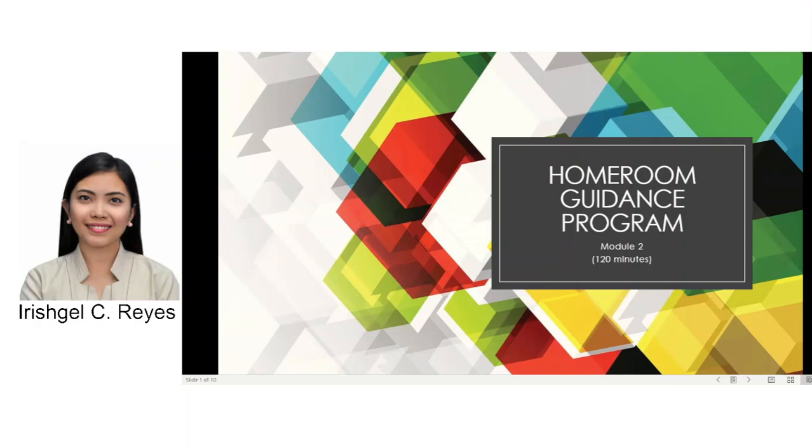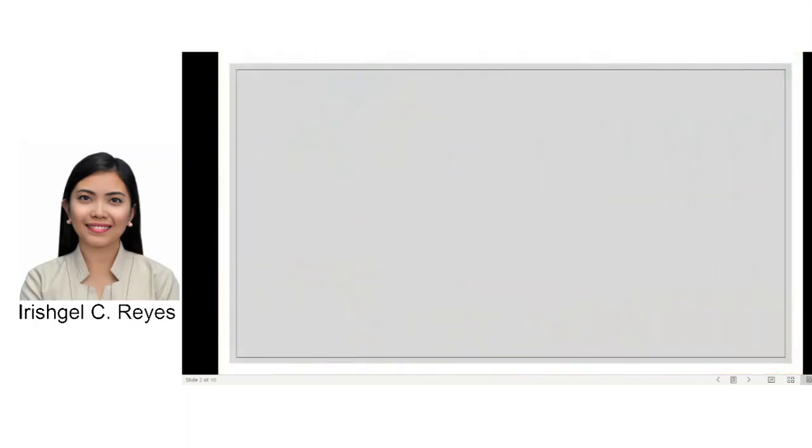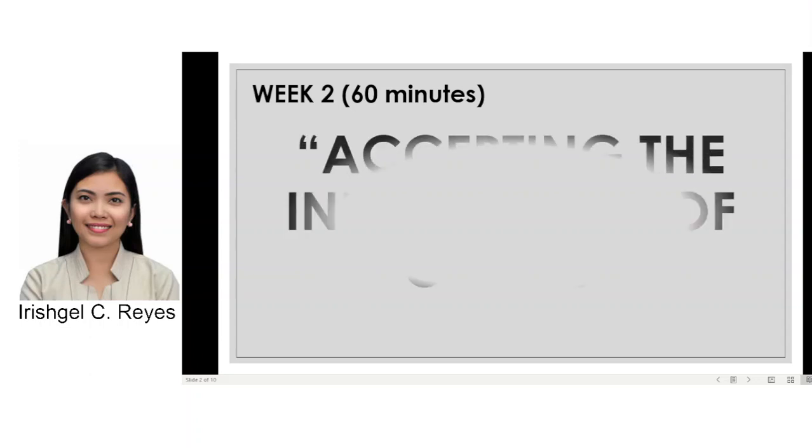So, we're now on Module 2 of Homeroom Guidance Program, Quarter 1, entitled Accepting the Individuality of Others. For this module, it will be 120 minutes, but we will divide it into 2 weeks. Week 2 will be 60 minutes, and for week 3, the other half of 60 minutes.